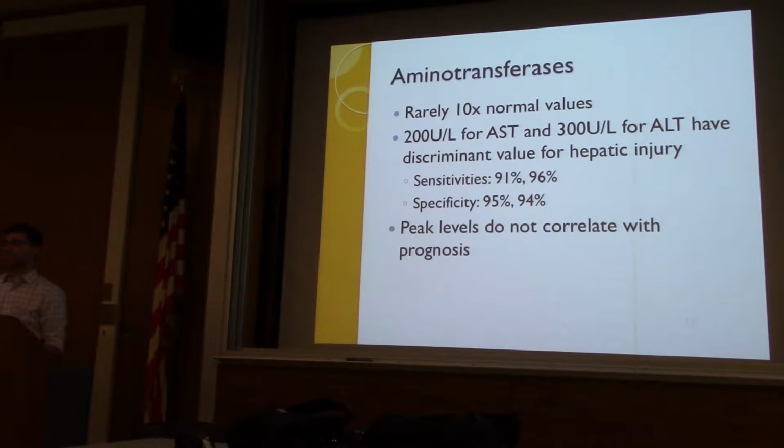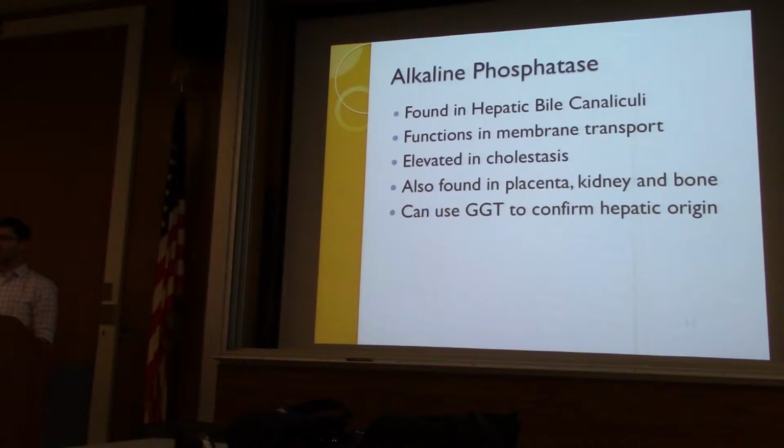But the important thing to realize is that if the AST and ALT are above 200 or 300, that's when you start to get really high sensitivities and specificities for actual liver damage as opposed to somewhere else. And the other thing to realize is that the peak values of the AST and ALT aren't really going to tell you much about the prognosis. They can help guide the etiology, but not necessarily the prognosis.